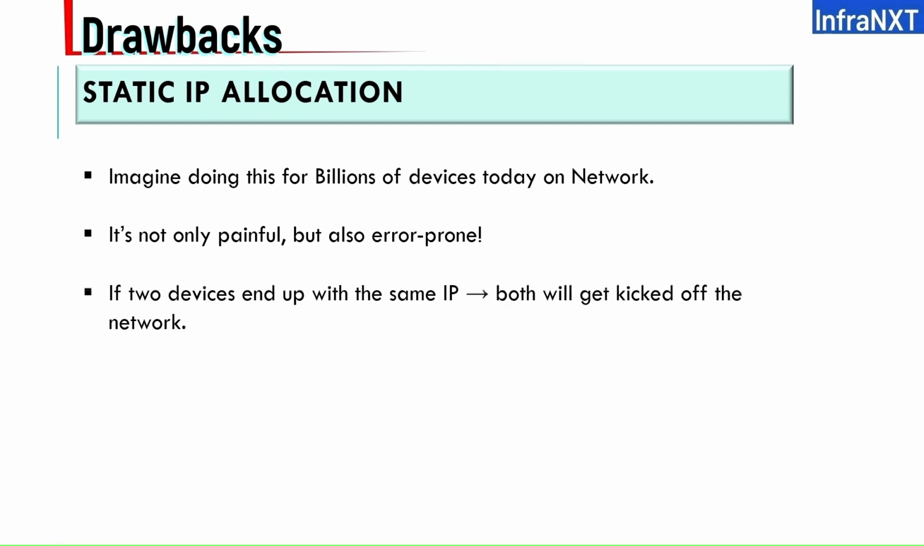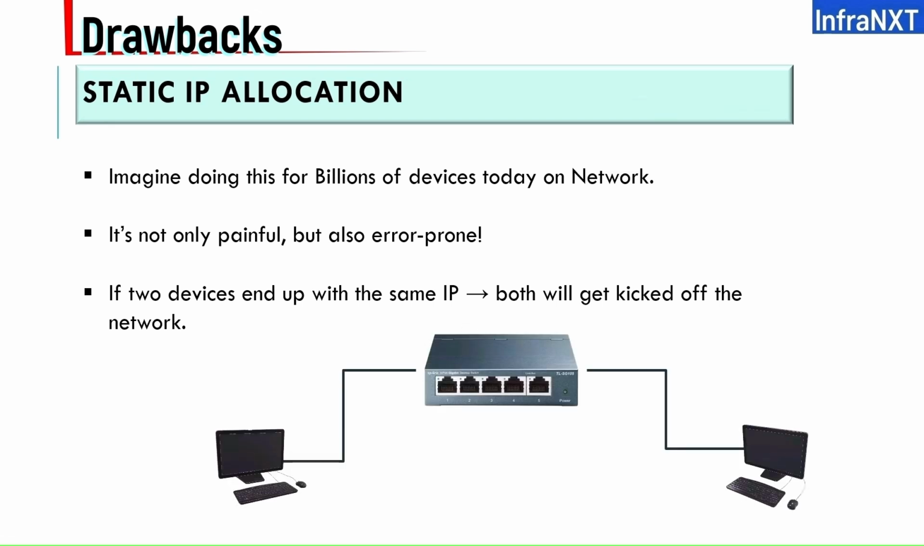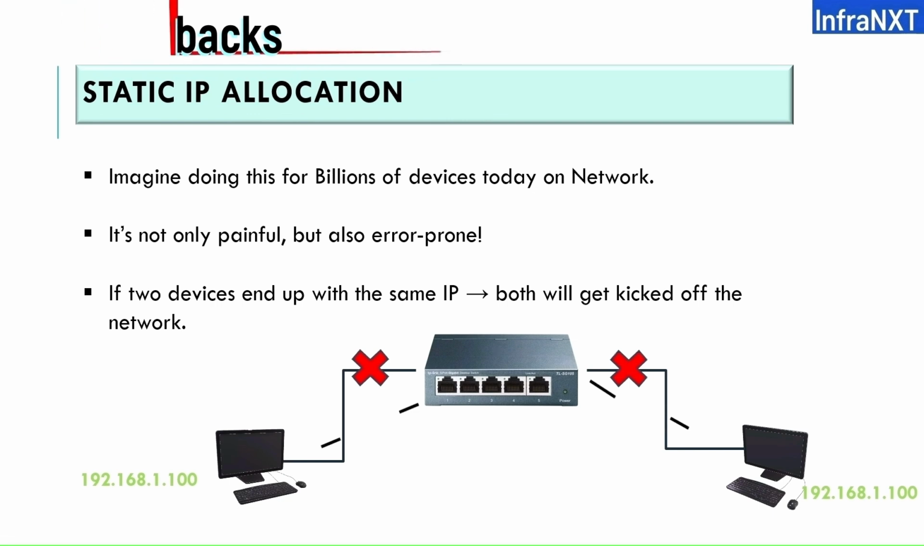Let's understand some of the common errors by the administrator while using static IP allocation. If two devices end up with the same IP, both will get kicked off from the network. Here in this example, two computers are connected to the same switch. An administrator assigned IP address 192.168.1.100 to both the computers. The moment both computers broadcast their IP address, the switch realizes both computers are holding the same IP address and it kicks both computers off the network.